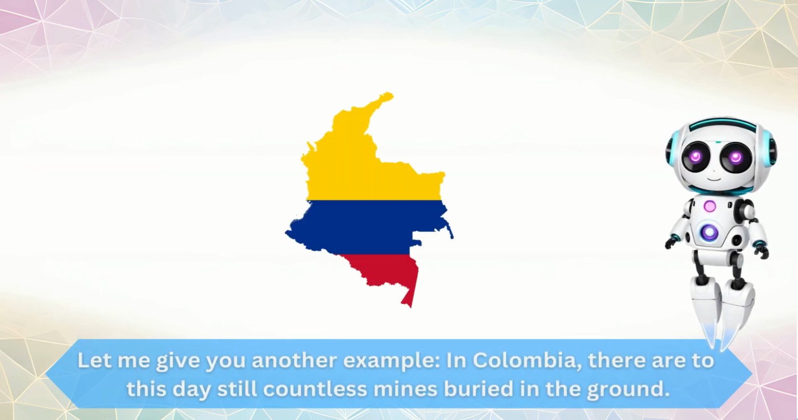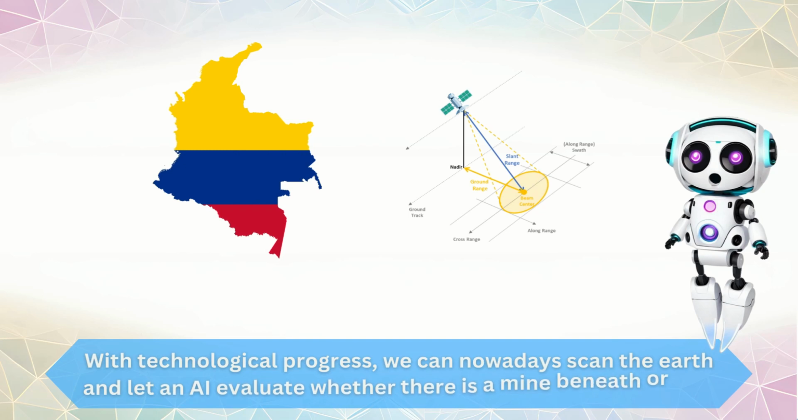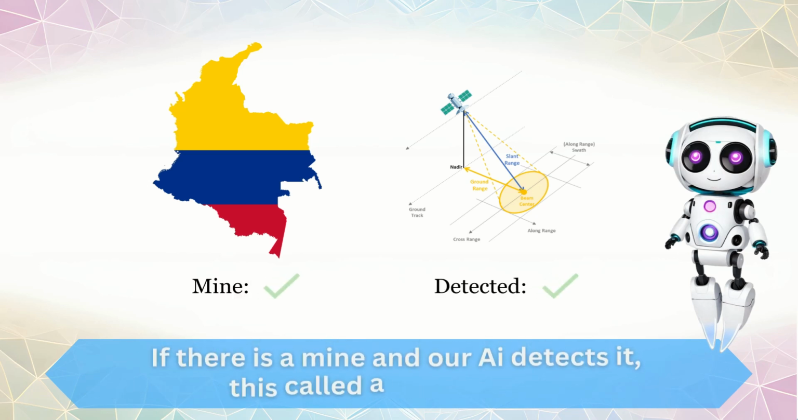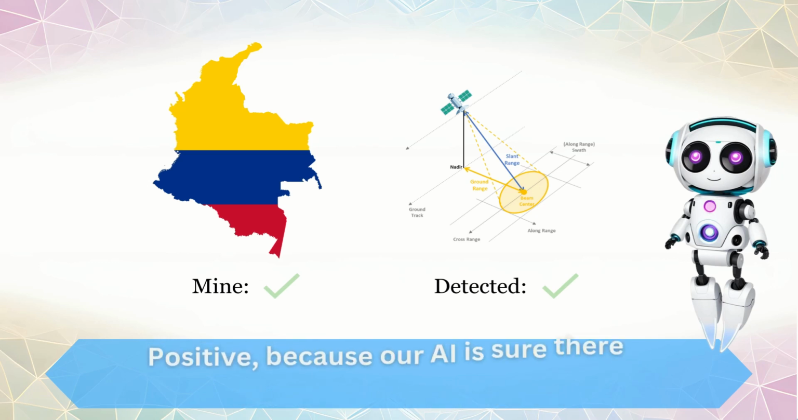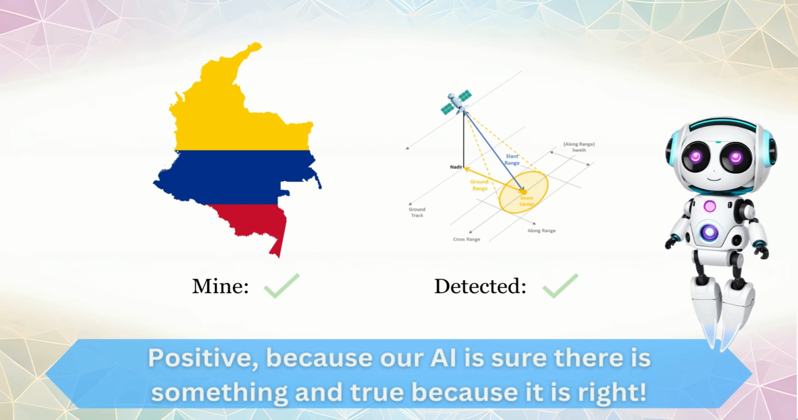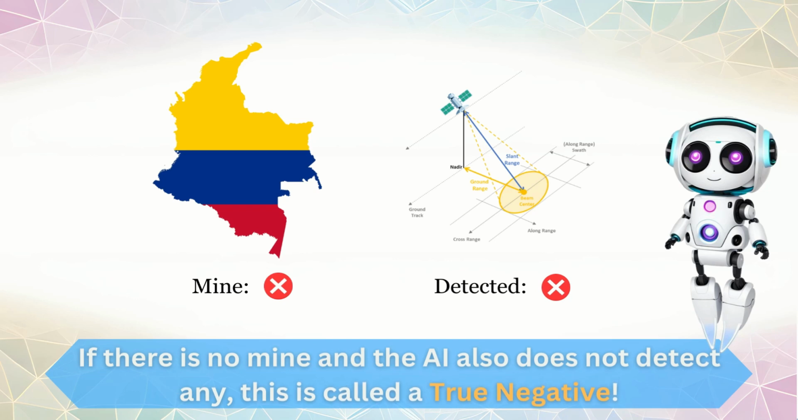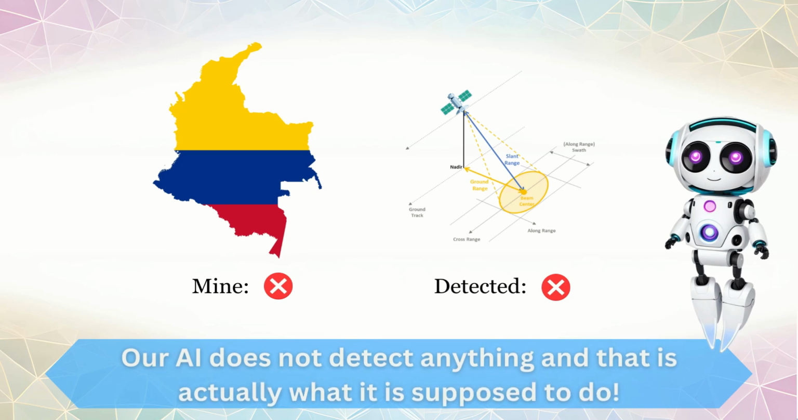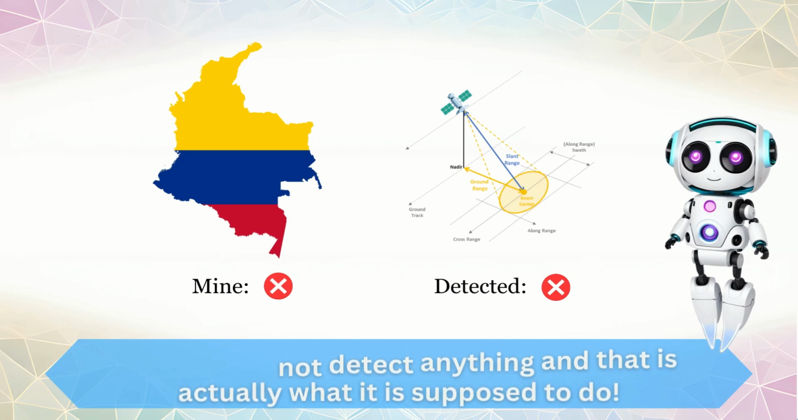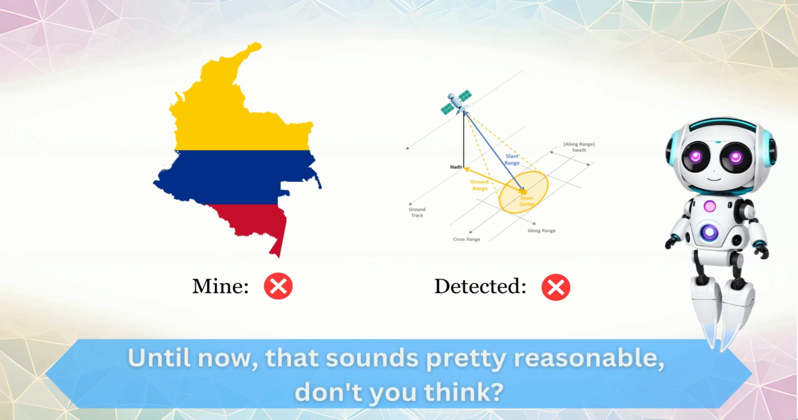In Colombia, there are to this day still countless mines buried in the ground. With technological progress, we can nowadays scan the earth and let an AI evaluate whether there's a mine beneath it or not. If there's a mine and our AI detects it, this is called a true positive. Positive because our AI is sure there's something, and true because it is right. If there's no mine and the AI also does not detect any, this is called a true negative. Our AI does not detect anything, and that is actually what it is supposed to do. Until now, that sounds pretty reasonable, don't you think?